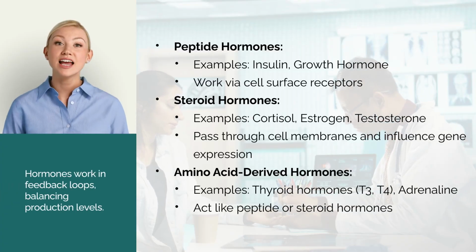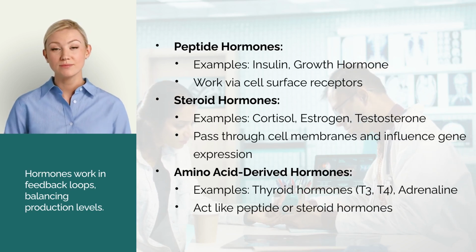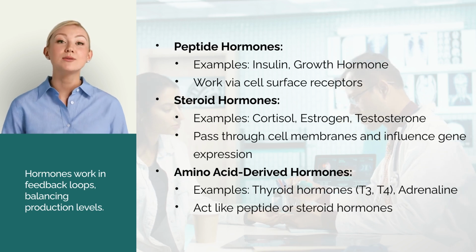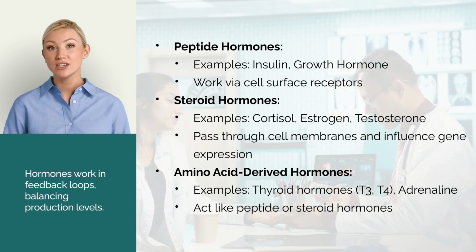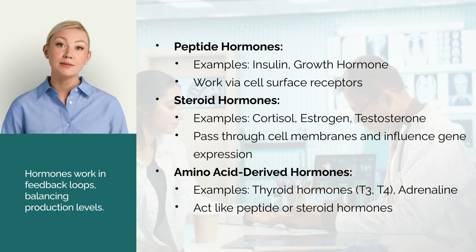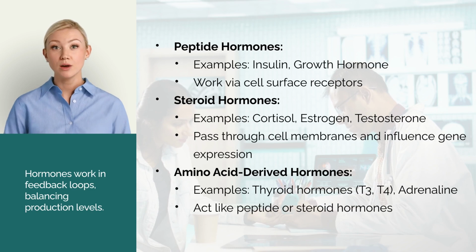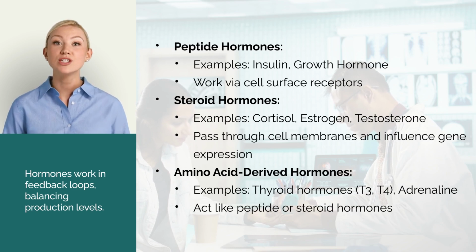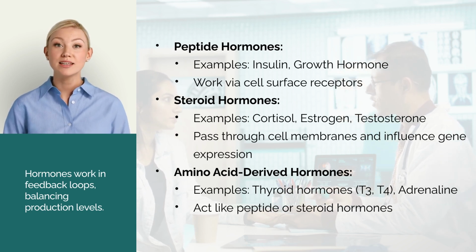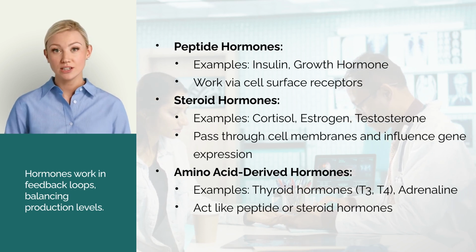Let's look at the different types of hormones in the body, which can be grouped based on their structure. Peptide hormones. These are made from chains of amino acids. Examples include insulin, growth hormone, and oxytocin. They bind to receptors on the cell surface and often activate second messengers inside the cell. Steroid hormones. These are derived from cholesterol. Examples include cortisol, estrogen, and testosterone. Steroid hormones can pass through cell membranes and bind to receptors inside the cell to directly influence gene expression.